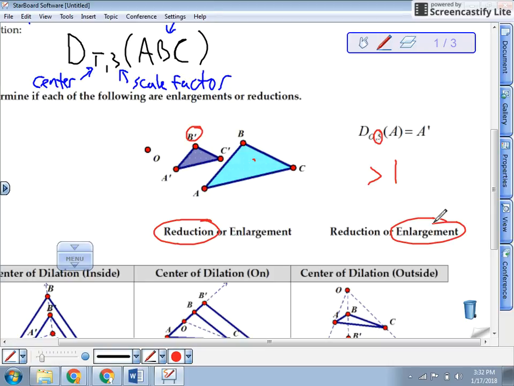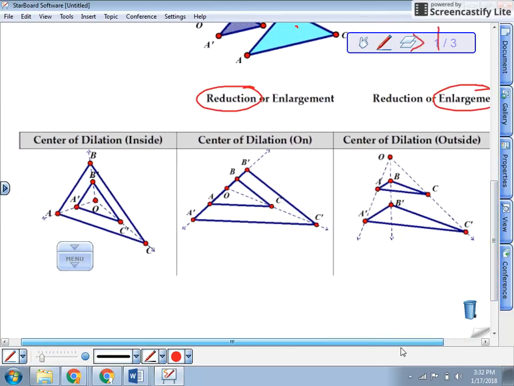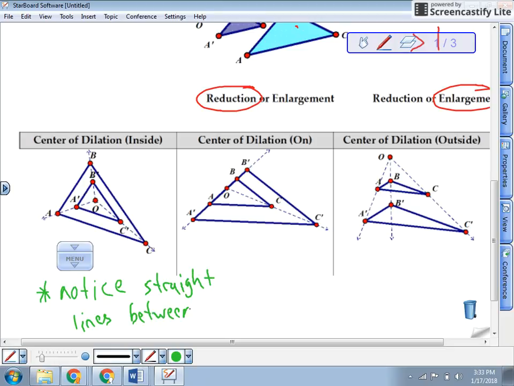Now, when we dilate objects, this little diagram here shows that the center of dilation can be inside the figure, or on one of the figures, or it could be outside the figure. So it just kind of depends. Now, the thing I want you guys to notice is that all of the straight lines between letters of new and old.